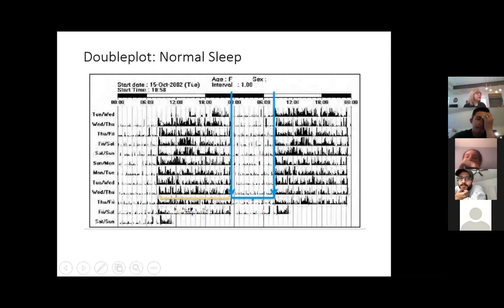So you just gotta kind of use your powers and see asleep and awake. And this is actually normal sleep, right? Because there's somebody sleeping from midnight to 8 and then they're active. And then they're sleeping here. So is everybody good on this one? Okay.